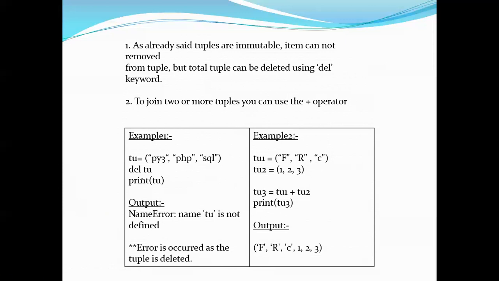For example, if I have tu is equal to py3, php, sql, what will happen? If I say del tu, it will delete the entire object of tu. If after deleting, you print tu, you will get an error that name tu is not defined. Why? Because I have deleted it completely, so its instance is not present in the compiler.